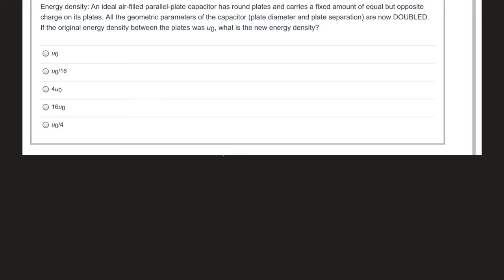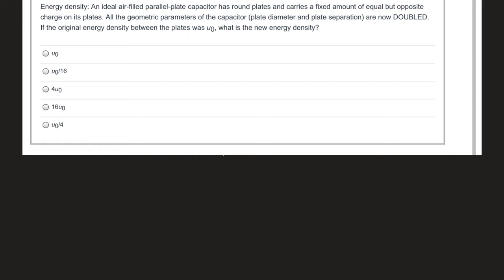This one is question 16 on the study guide of chapter 24. Let's solve this question again, because I made a mistake when I solved it during class.